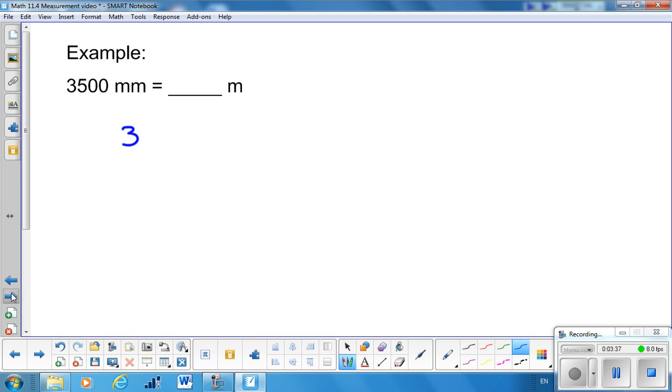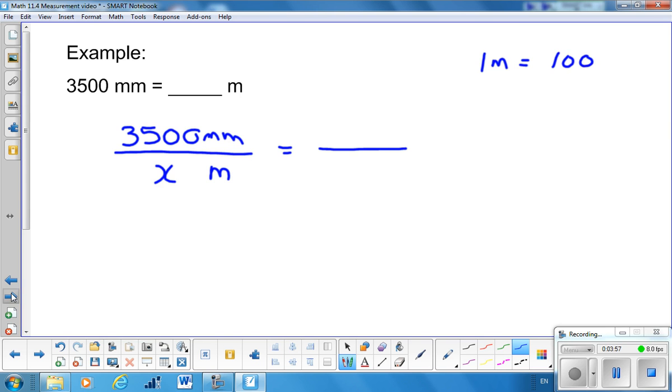This time we have 3,500 millimeters, and I want to change that into meters. We need a conversion factor for the right-hand side, and if you check your formula sheet, you will find that 1 meter is equal to 1,000 millimeters. In this question, I have millimeters on the top and meters on the bottom, so my 1,000 has to be on top.